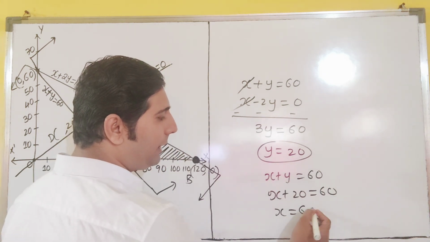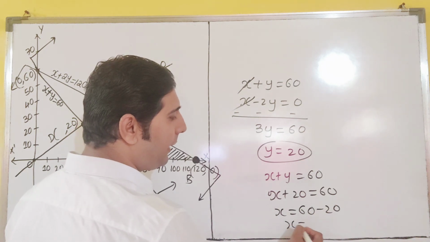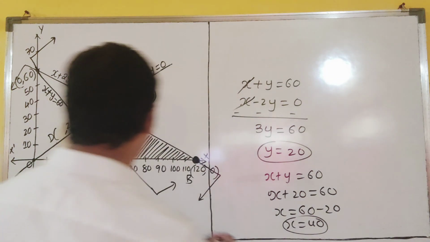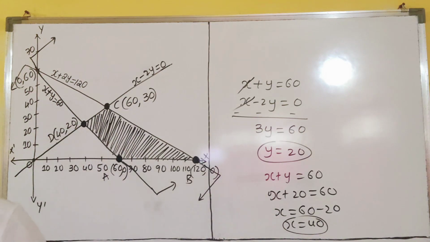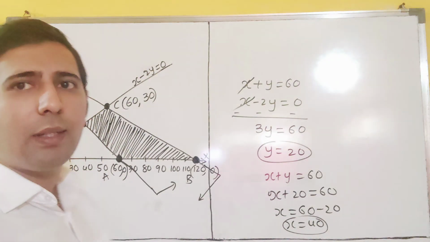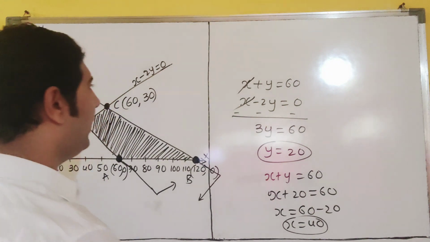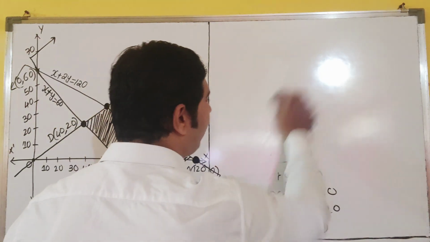So plus 20, you take that side, minus 20. X value will become how much? 40. So x is 40, y is 20. Clear? So I hope you understood the intersection point. So let us continue the session now.